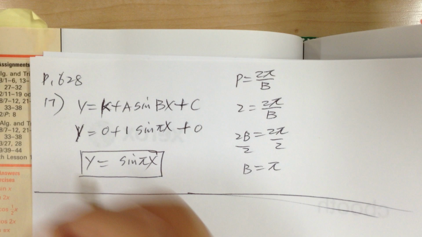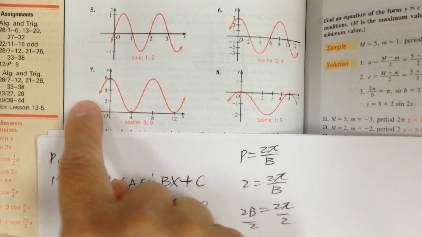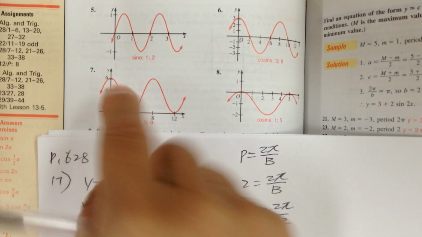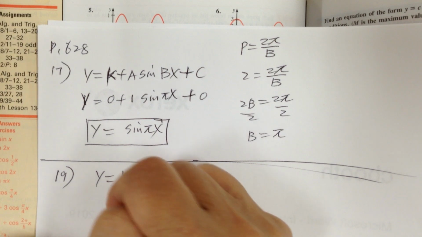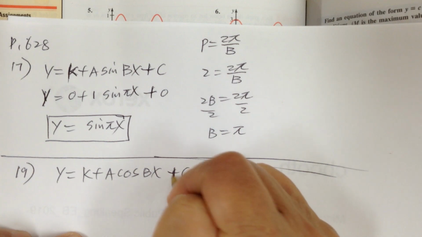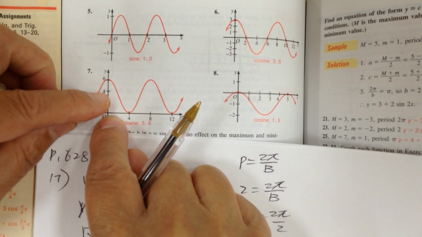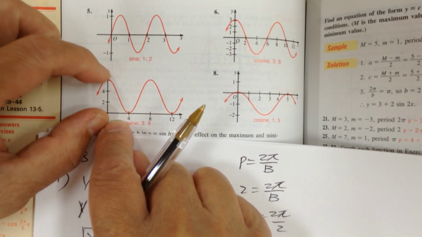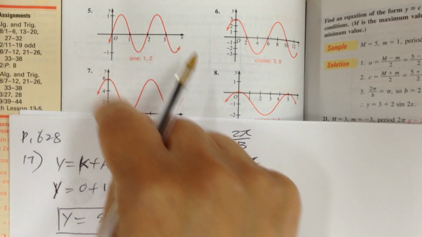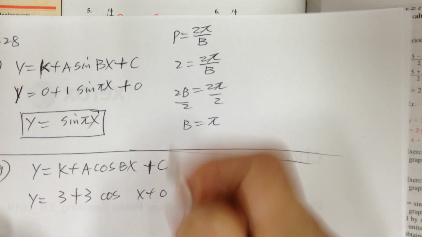Okay, let's go to 19. So 19 is this one here. Notice that it starts on the highest point, so this is cosine. So you can start with your template, y equal to k plus a cosine bx plus c. Over here, notice the middle is going to be at 3. From the lowest to highest is 6, so halfway it'd be 3. So k equal to 3. And again, from 3 you go up 3, go down 3, so a equal to 3. And c equal to 0.